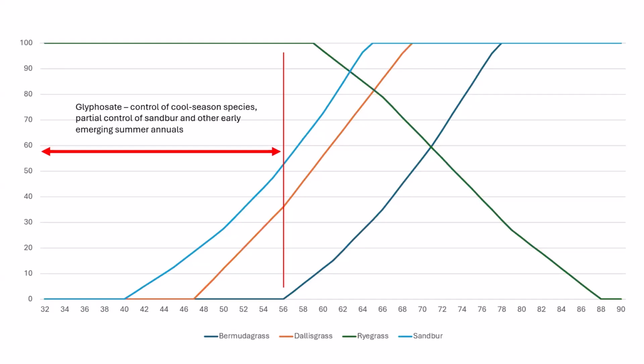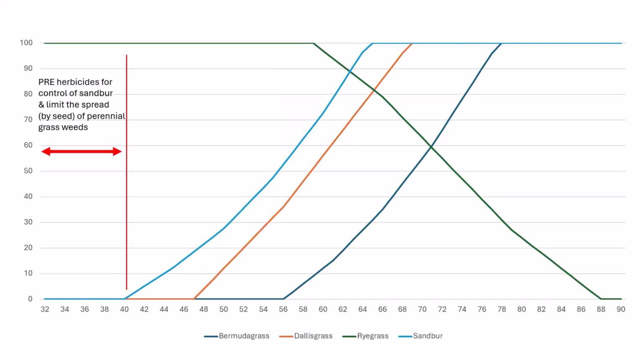Also, if we have some warm season grasses that come up before, let's say, our Bermuda grass, in this case, you can see Dallas grass wakes up a little earlier than Bermuda. Our annual warm season here, sandbur, wakes up quite a bit earlier. That's another opportunity. We can hit it with a non-selective herbicide and reduce that competition.